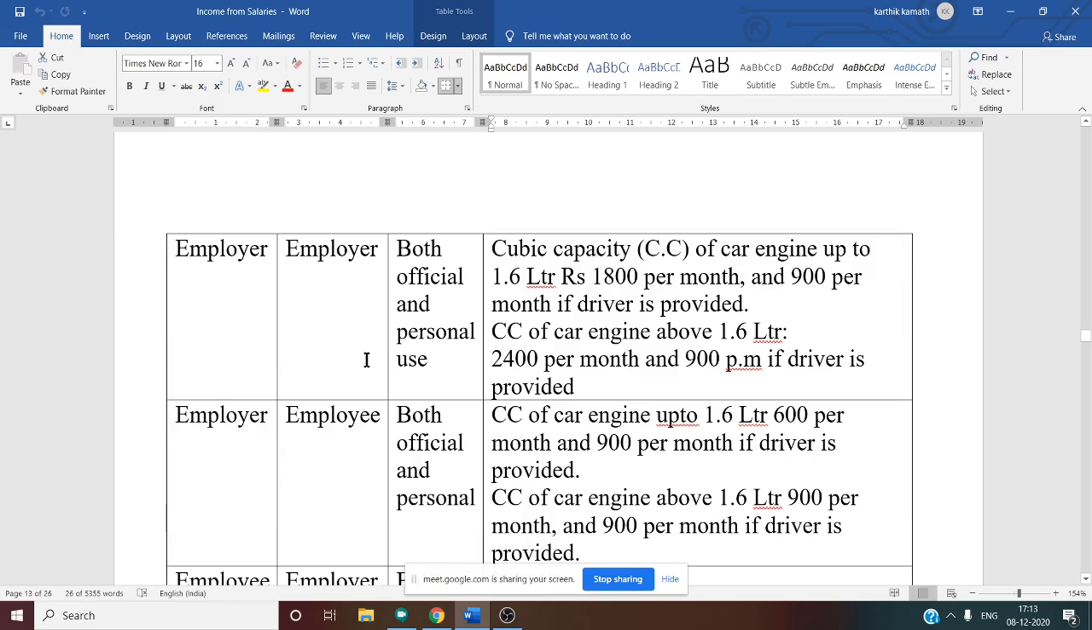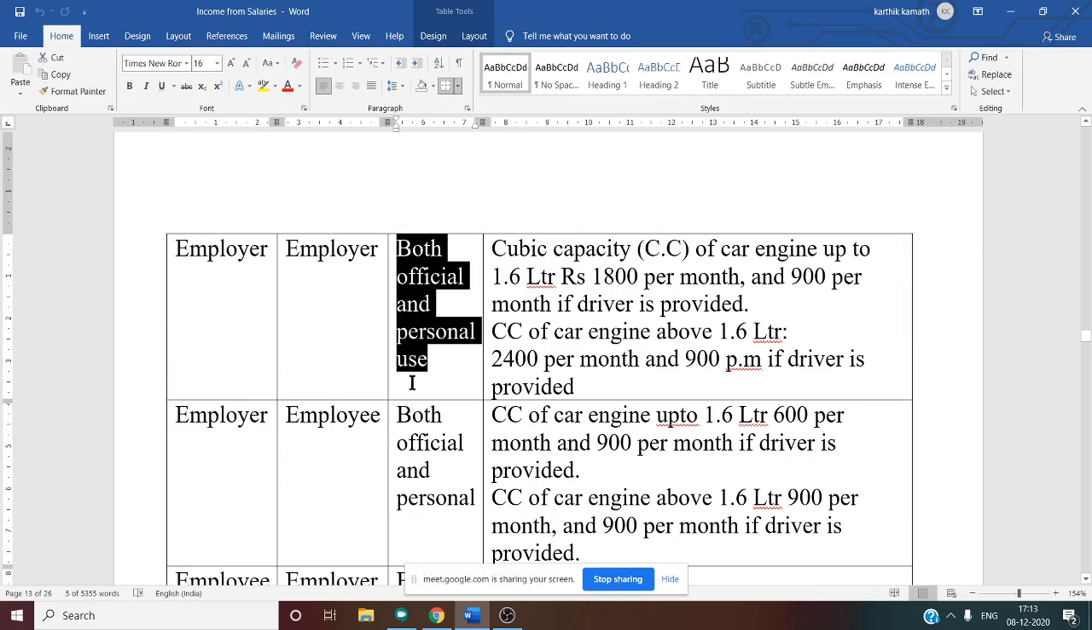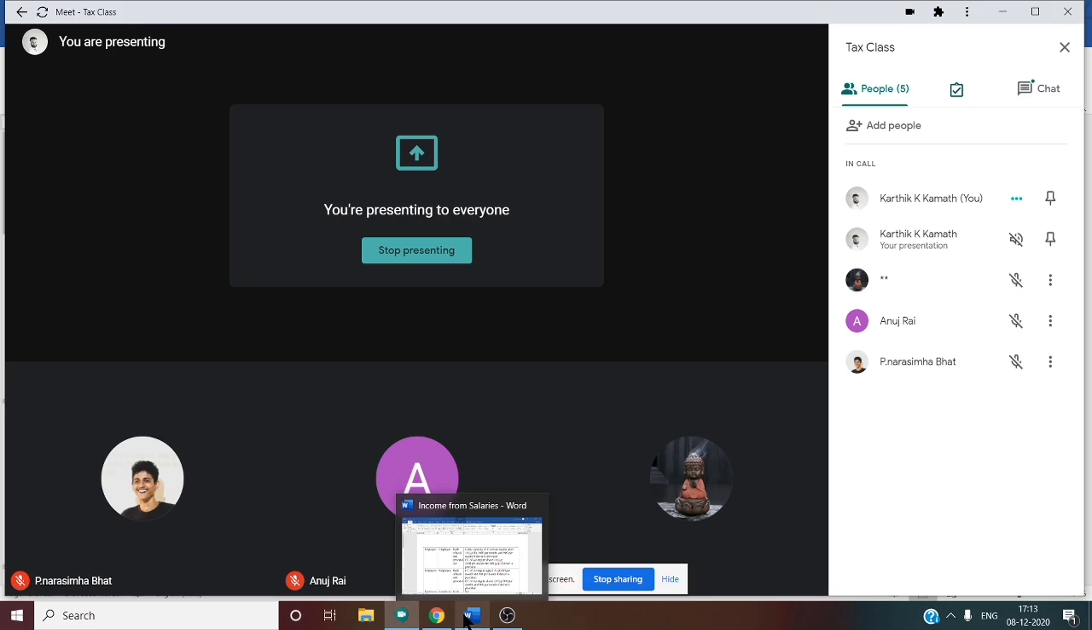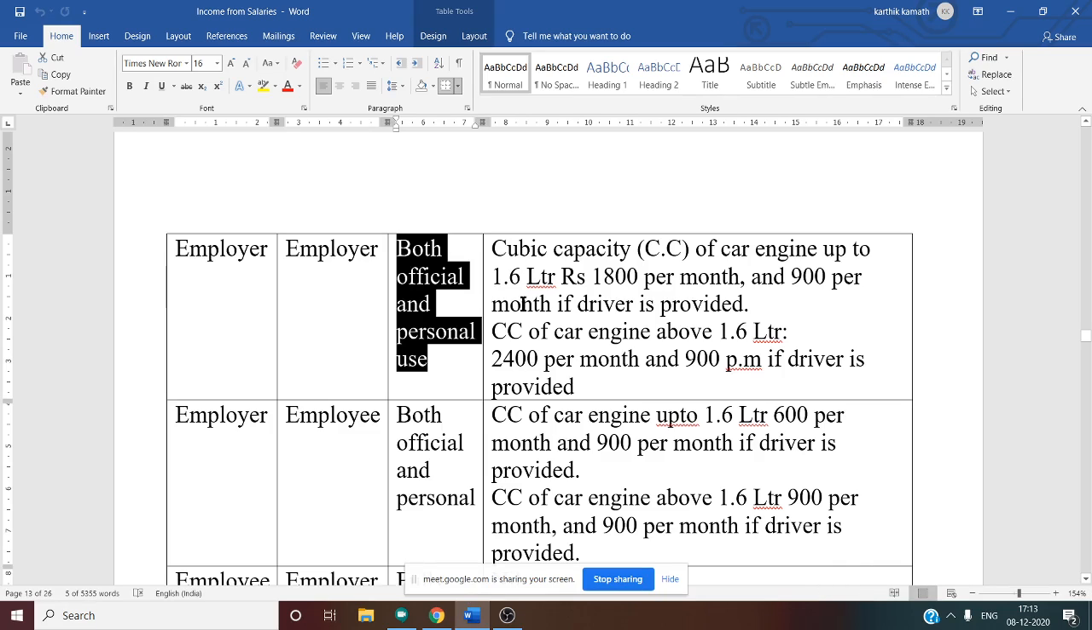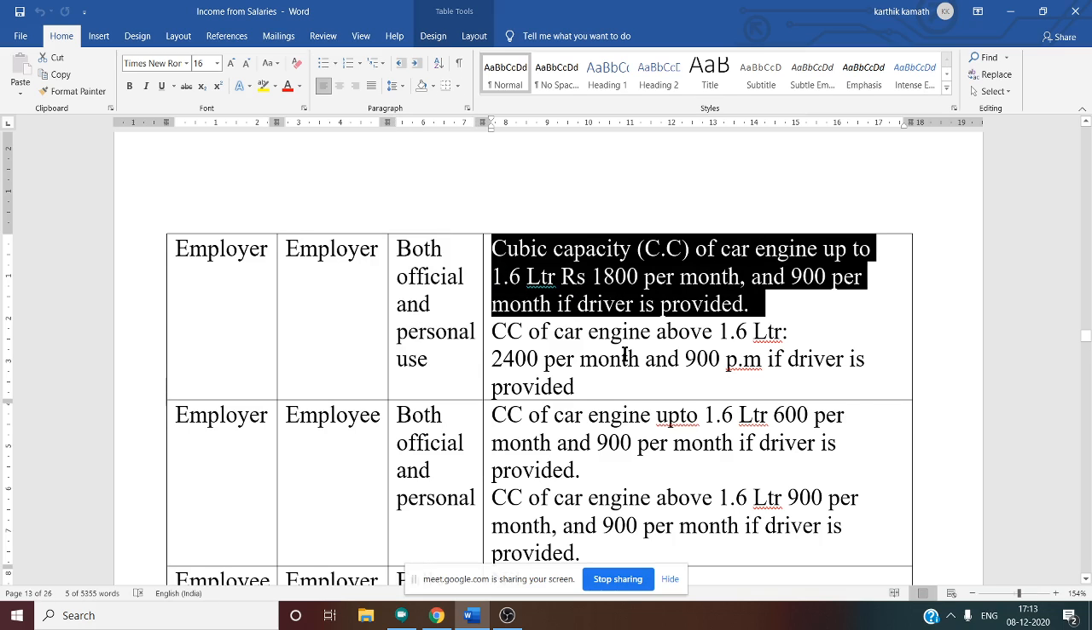Now, if you see the next, third case, the employer is the owner and expenses are met by employer. The car is given to the employee, but the car is used for both official and personal use. In that case, we have to see whether the car is a big one or a small one. How to see whether the car is a big car? If the cubic capacity or cc of the car is more than 1.6 liter, then we'll assume that the car is a big car. For a car with cc of the engine up to 1.6 liter, it is rupees 1,800 per month, and 900 per month if a driver is provided.